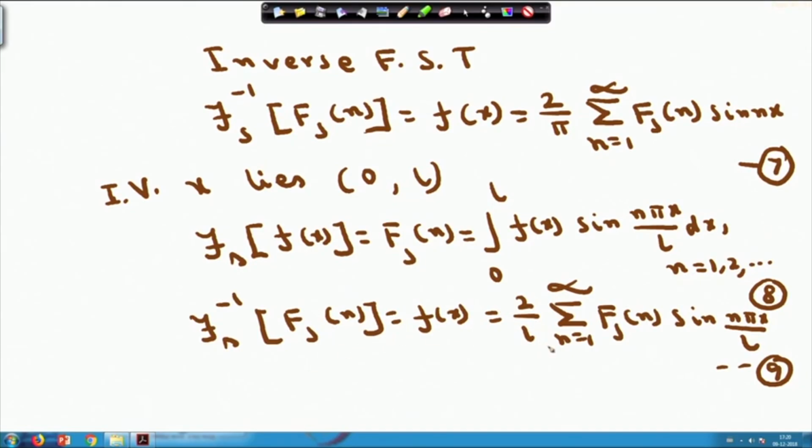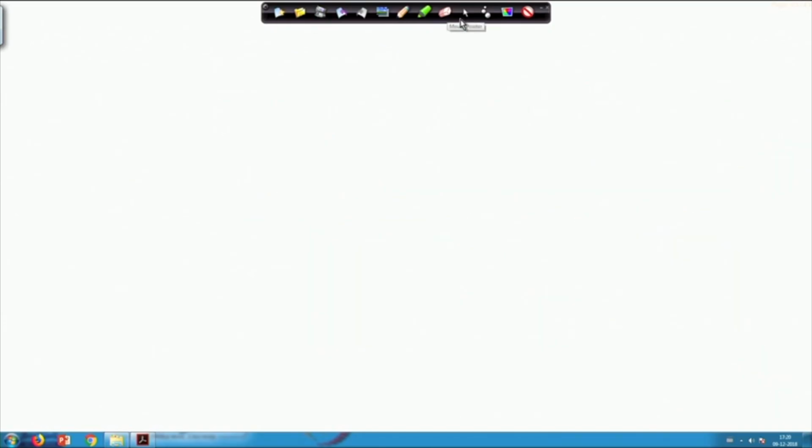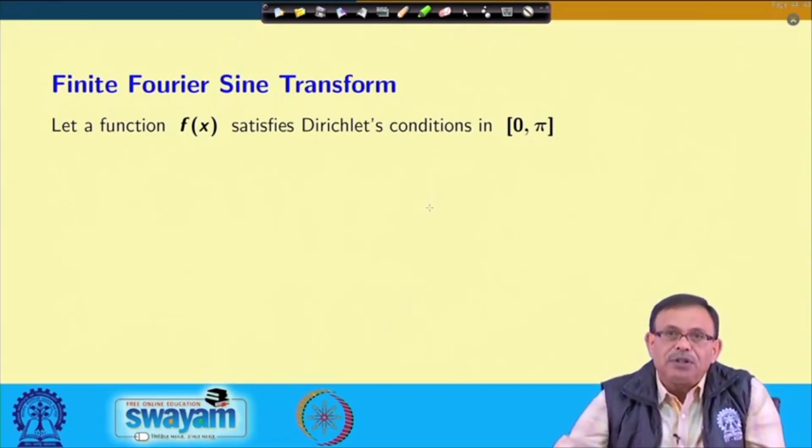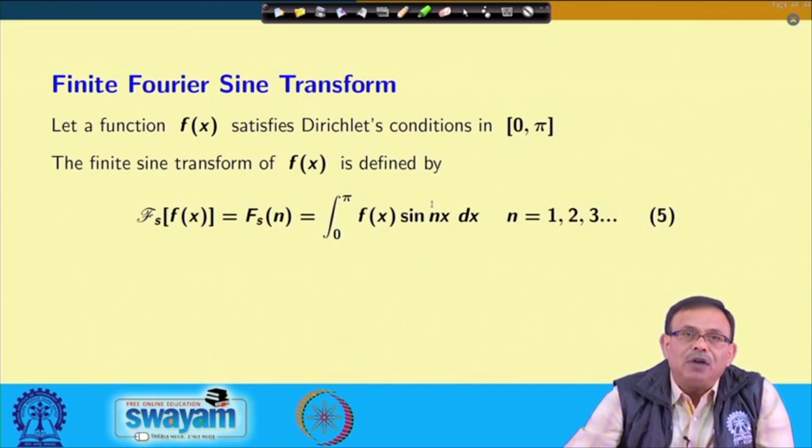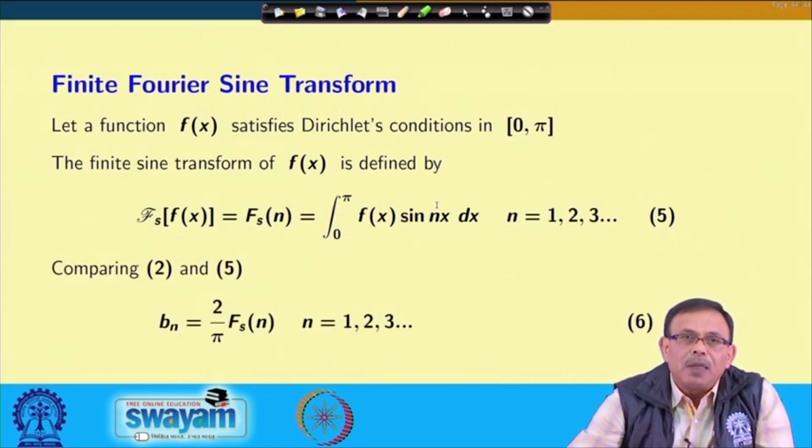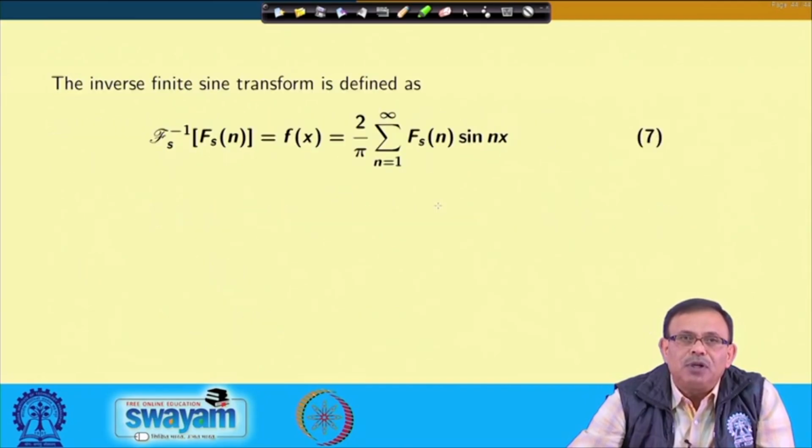This will be equal to 2 by L summation n equals 1 to infinity f_s(n) into sin(n pi x by L). So, just see it quickly here. The finite sine transform we are defining as integral 0 to pi f(x) sin(nx) dx, and if I compare 2 with 5, I can tell that b_n equals 2 by pi f_s(n). Already I have explained what is equation 2. So, by comparing 2 and 5, we can tell b_n is this quantity.